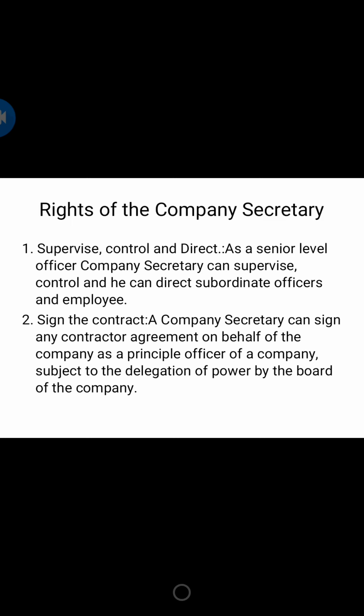But the condition is given here: the secretary should have that power delegated by the board of directors, or the board of the company should delegate that power to the secretary. Only then can he sign the contracts.